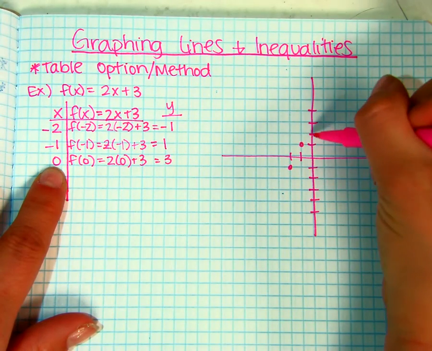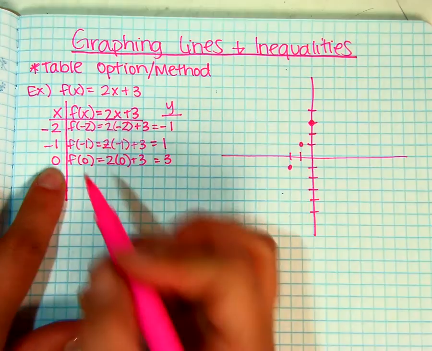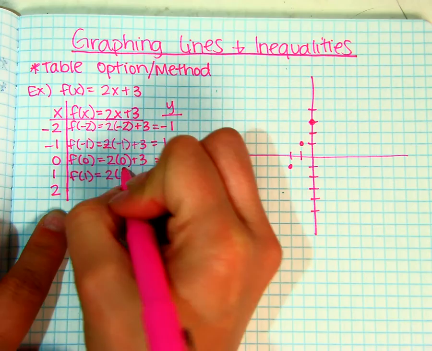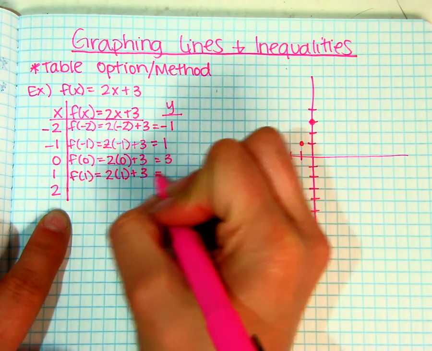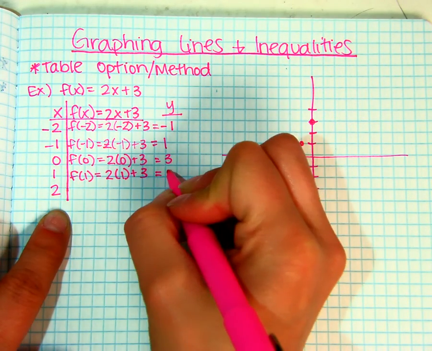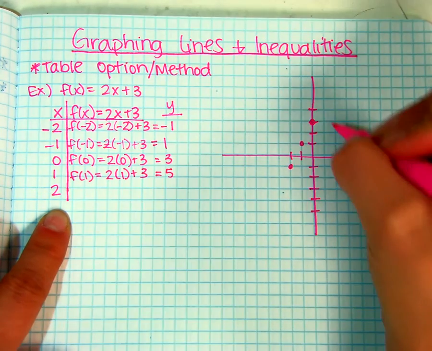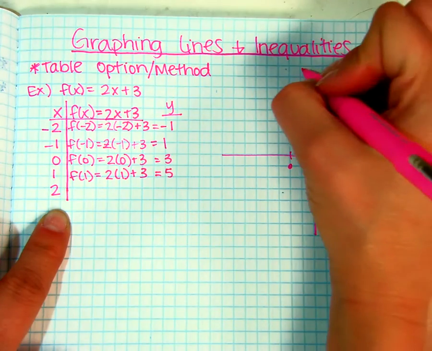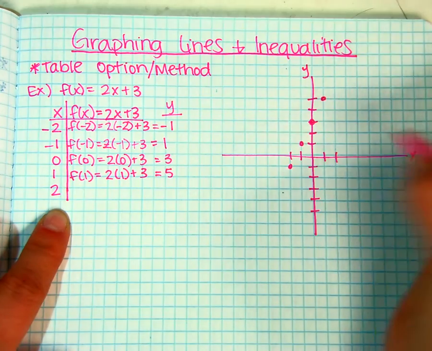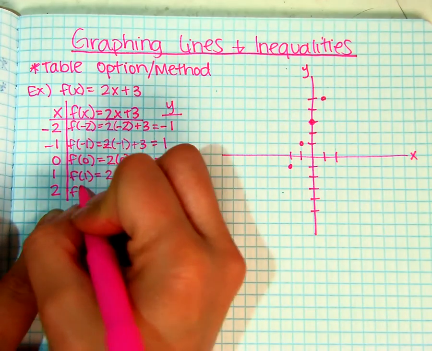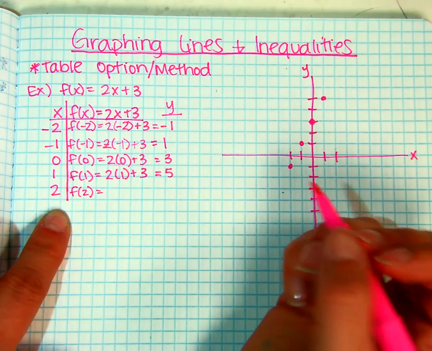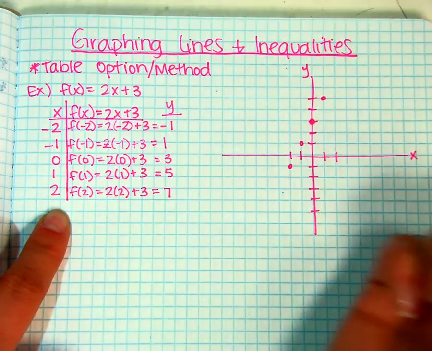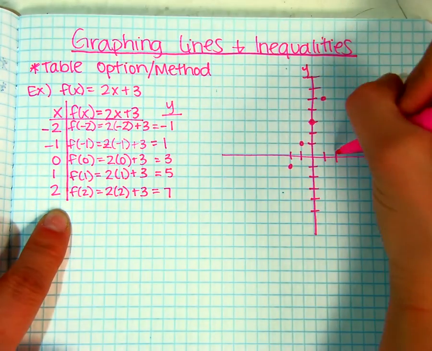1, 2, 3. I continue down, so f of 1 is 2 times 1 plus 3. 2 plus 3 is 5. So 1, 1, 2, 3, 4, 5. And then f of 2 is 2 times 2 is 4, plus 3 is 7. So we're going to go up to 2, 7.